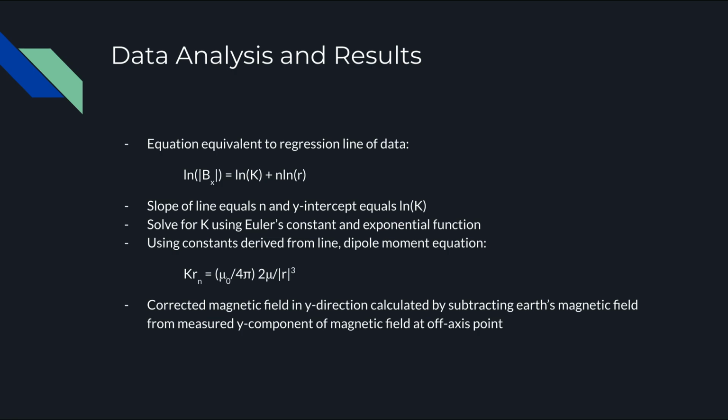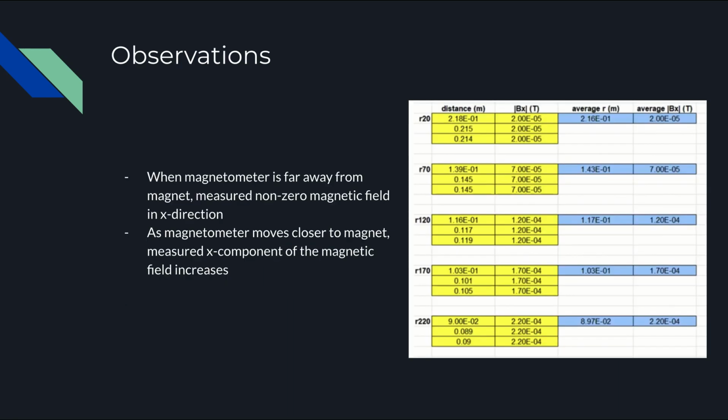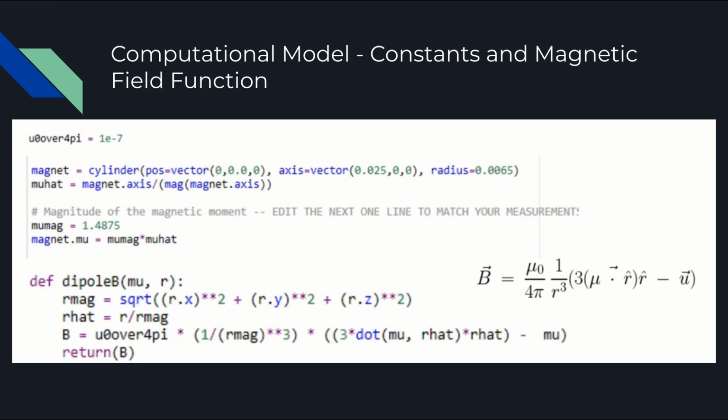Using constants derived from the line, we can derive the dipole moment equation. The corrected magnetic field in the y direction is calculated by subtracting the Earth's magnetic field from the measured y component of the magnetic field at the off-axis. These were our observations, and basically when the magnetometer is far away, it measured a non-zero magnetic field in the x direction, and as it moves closer, the magnetic field increases.